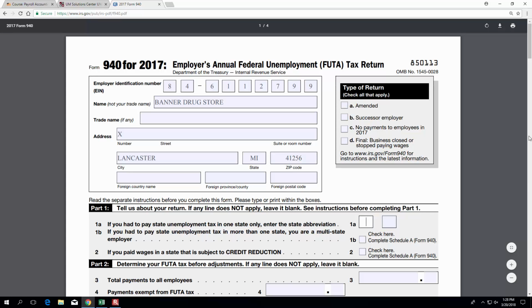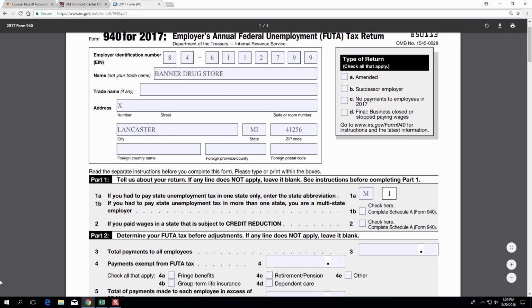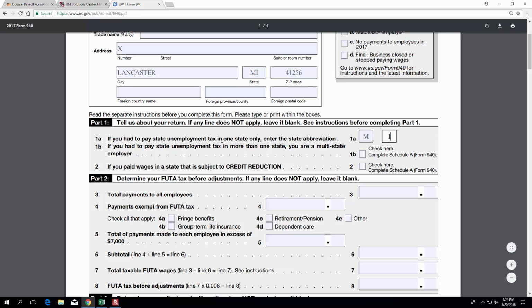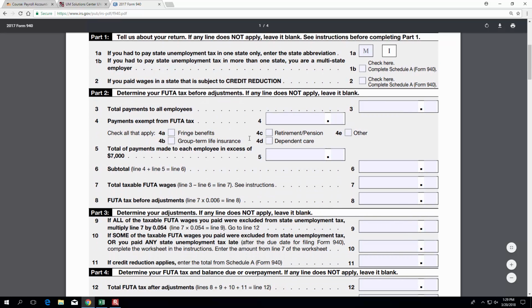And part 1, I only had to pay to one state. If I had to pay to more than one state, I've got to actually check 1B, and then I need to go complete a Schedule A, like is on page 5-25. And if I'm in a state that's in a credit reduction, which means that I've defaulted on my Title 12 loans, so my SUTA credit is going down, my net FUTA is going up, we just looked it up, there's only 2 states in that situation, which is California and Michigan. So now I'm taking the results of those calculations and I'm plugging them into my 940.